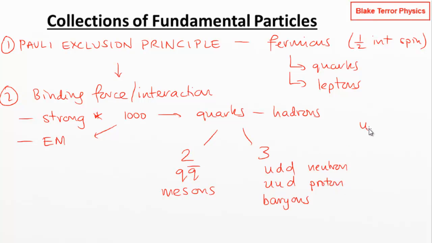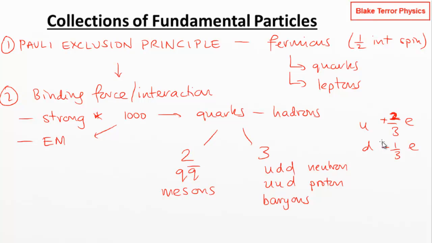So the up quark has plus two thirds of the basic electric charge. The down quark has minus one third of that basic charge. So you can see here, if you've got a neutron, you've got one up and two downs, which makes it zero charge. A proton, with two ups and one down, gives us a plus one charge.